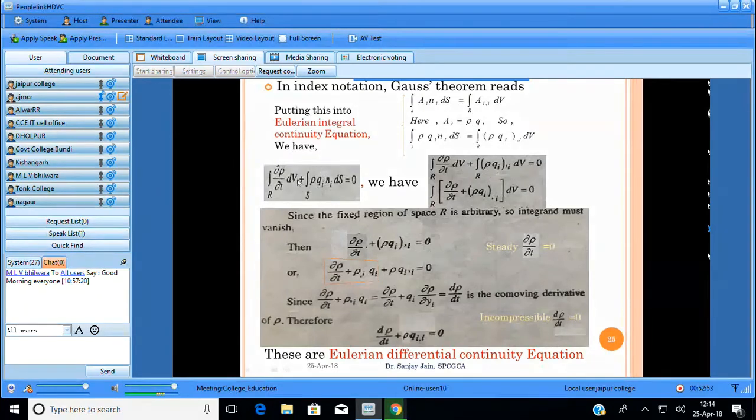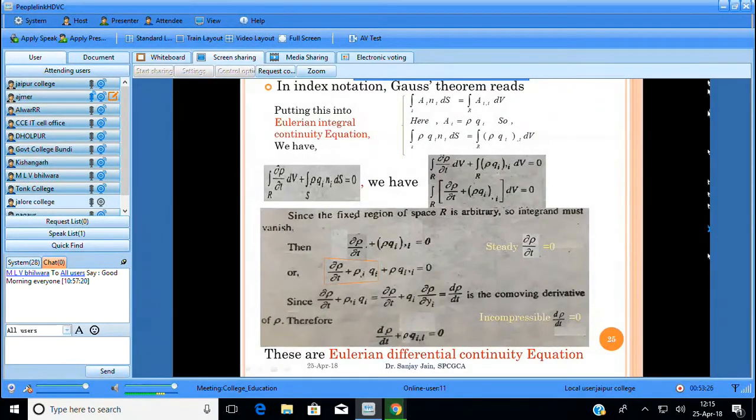This integral form we already got in the previous slide. So this is a_i. Substituting a_i by rho q_i, and the remaining are the same, n_i dS. So this is rho q_i n_i dS. Here this term converts into this term in the surface integral. What we are doing is replacing a_i by rho q_i. Okay, how does it convert into this?